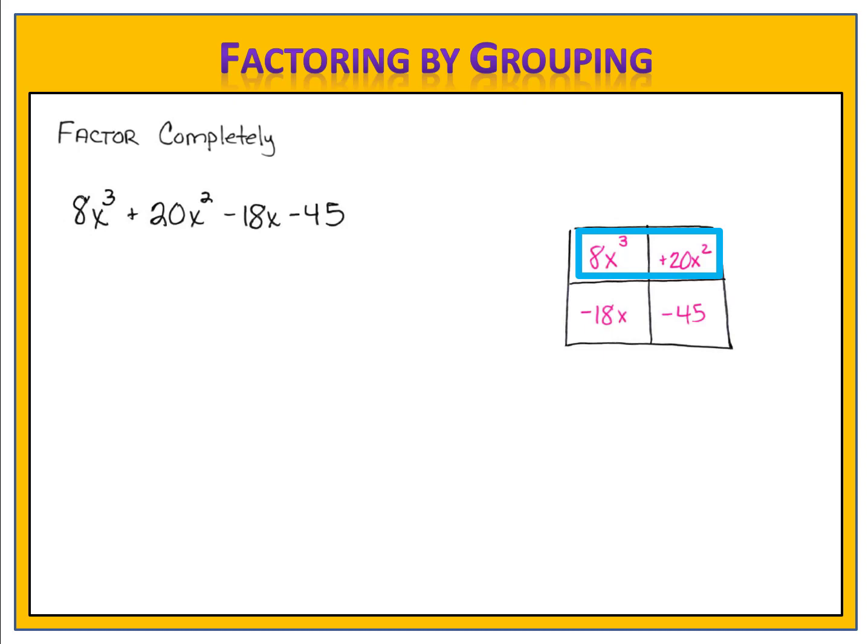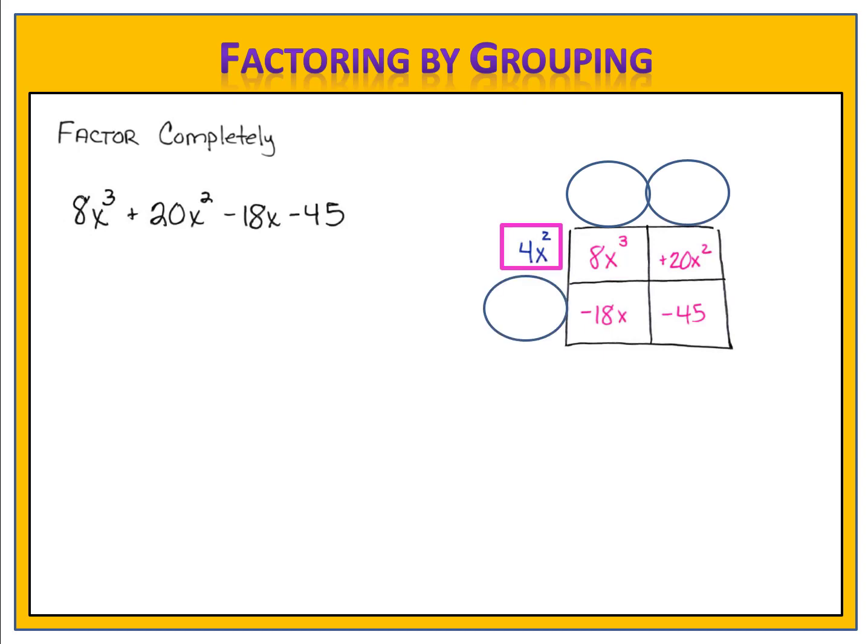What is the greatest common factor of 8x to the third and 20x squared? 4x squared, so we write that out front. Now we use multiplication to fill in the additional spots around the grid. 4x squared times some number equals 8x to the third. 4x squared times what equals 8x to the third? Well, 4x squared times 2x. So we put 2x in the first position.